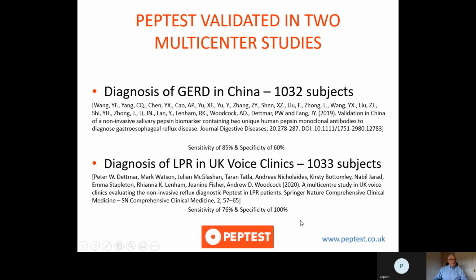We then did another test which was done in laryngopharyngeal reflux, and this was carried out in 5 major UK voice clinics in the UK. Again, this was done in over 1,000 patients. And again, it showed reasonable sensitivity of 76% with a specificity in this case of 100%. So this paper was published in 2020. And if you ask BioHit or you ask us directly, we can certainly supply you these publications.